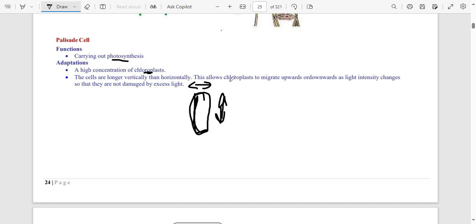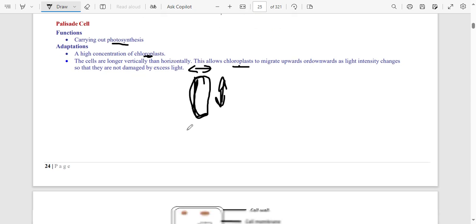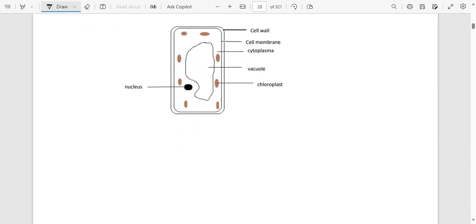And that is going to allow the chloroplasts to migrate upwards and downwards. Okay, when light intensity is changing. So if you have got more light intensity, they'll be able to move. If you have got less light intensity, they'll also be able to move. And the aim is to prevent them from being damaged. So where there is more light, the chloroplast will move away. Where there is less light, the chloroplast will go towards there.